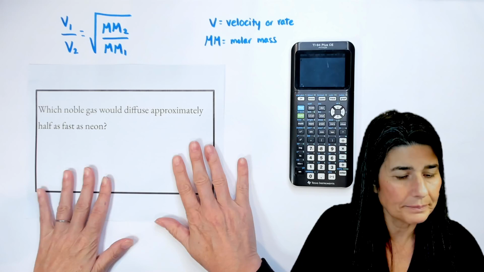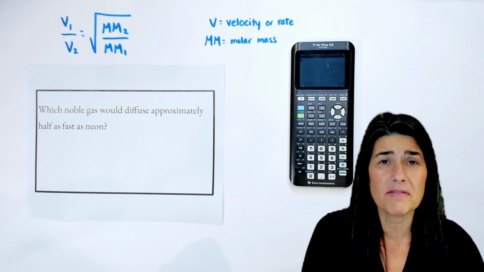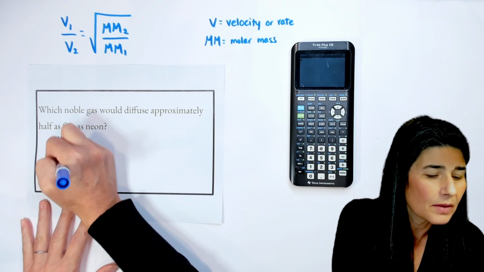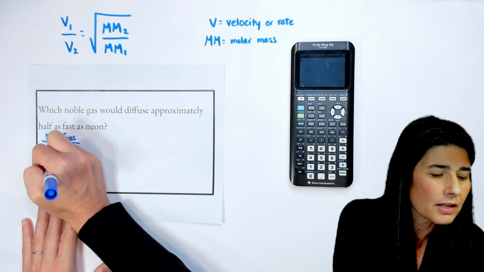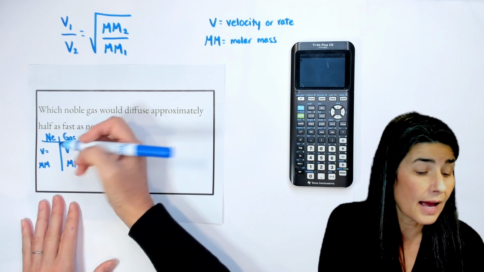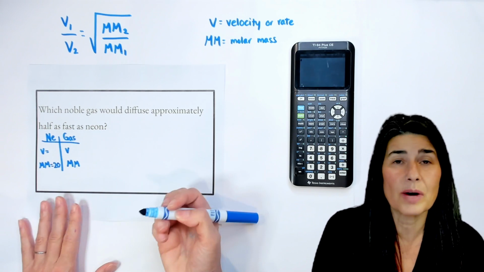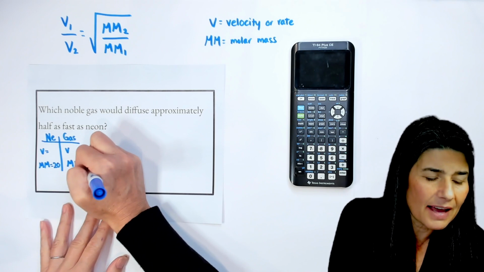Which noble gas would diffuse approximately half as fast as neon? I'm going to go ahead and make a little T chart right here. I've got two gases. I have one gas that's neon, and then I have some unknown gas. For each of these, I need to know something about the velocity and the molar mass. I know the molar mass of neon happens to be 20 grams per mole. I looked it up on the periodic table. I also know that if I can find the molar mass of this unknown gas, I can look it up on the periodic table and see which gas it is.